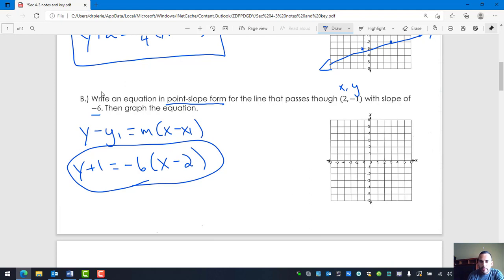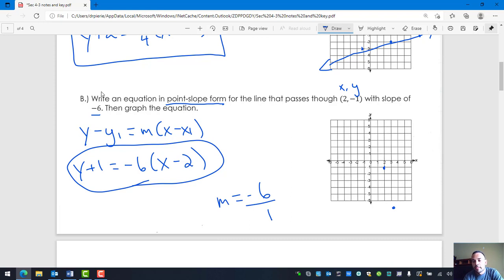Now, let's graph it. Start with the point they give you, 2, -1. So I'm going to go 2 units to the right, 1 unit down, right here. And then what's my slope? My slope is equal to -6. A different way to write that is -6/1. So how do I graph this? I would go 6 units down, 1, 2, 3, 4, 5, 6. Once again, I'm off the page. Go 1 unit over. That point should be right about there.